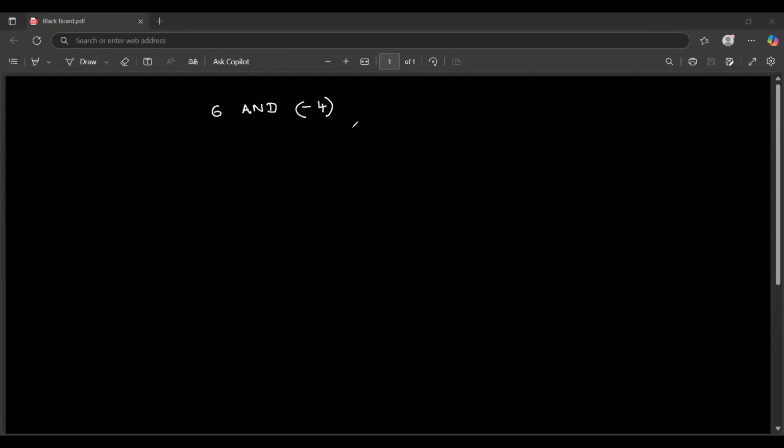Well, first of all, we have to convert 6. Since it's a positive number, the first bit will be 0, so 6 can be represented as 0 1 1 0. And for -4, first let's find out 4. 4 will be equal to 0 1 0 0. Since we have to find the negative, first we find the ones complement, which is 1 0 1 1. And then we have to add 1 to this. If you add 1 to this, you will get 1 1 0 0.